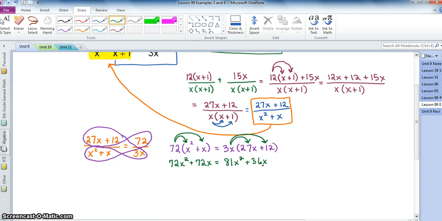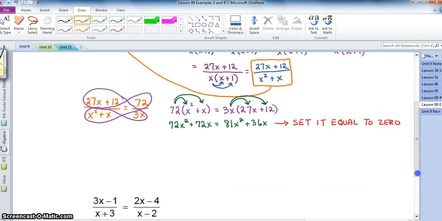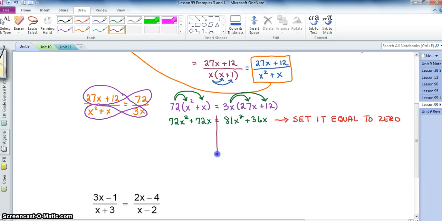Okay, we're getting somewhere. Now, I should look at this and say, I have a quadratic here. I have x values that have exponents of 2. When I see that, you should think, set it equal to 0. I'm going to write that off to the side. The only way you can solve a quadratic is to set it equal to 0. So I need to move everything to one side of that equal sign. I like to work with positive values, so I'm going to choose to take the values on the left and move them over to the right.